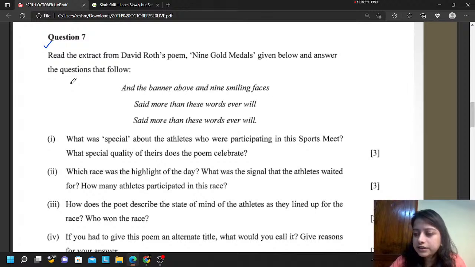Is the screen clear for question number 7? Let me know if the screen is visible to all of you. The question is directly from your specimen paper, so we are going to solve that. And this is 9 Gold Medals. We will first open page number 36. We have the poem on page number 36. First we will open that.